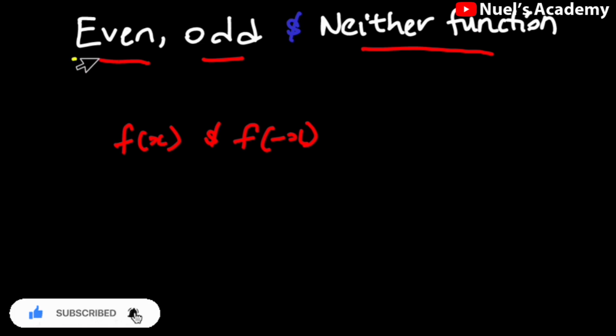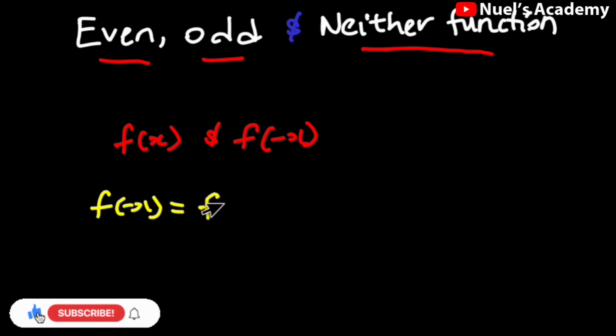Now let's talk about even functions. For even functions, f of negative x must equal f of x for every x in the domain. And then graphically, the even functions are symmetric about the y-axis.